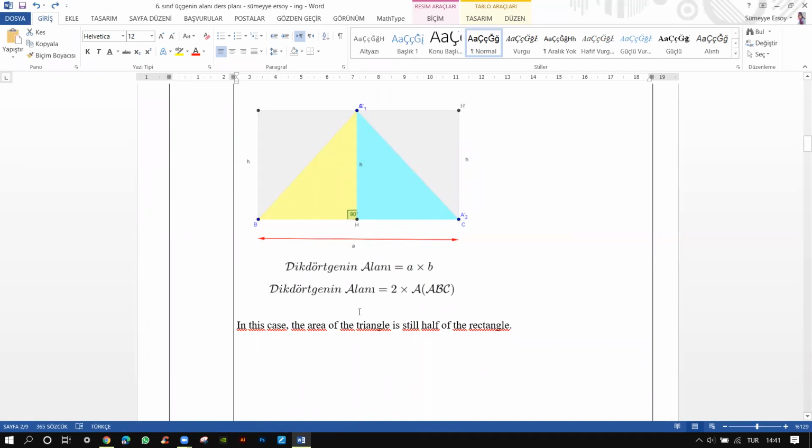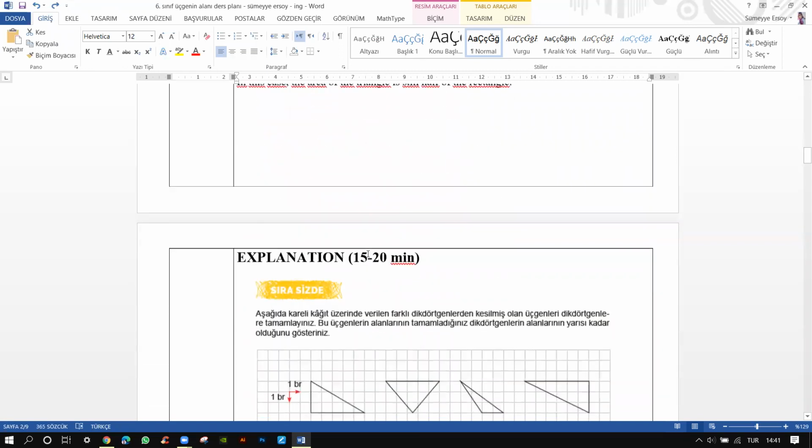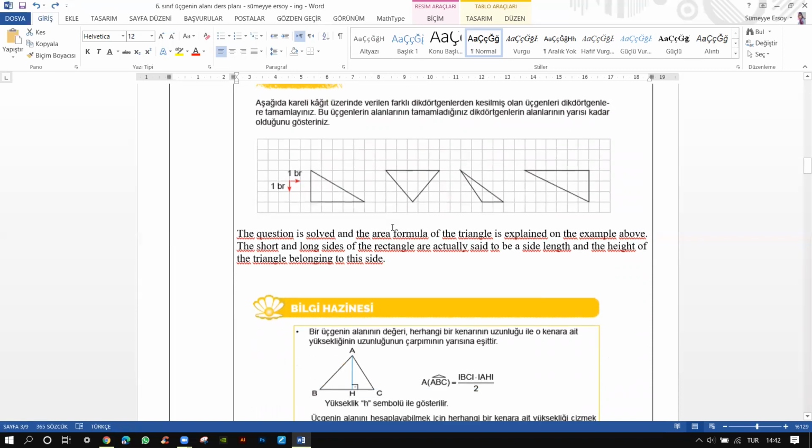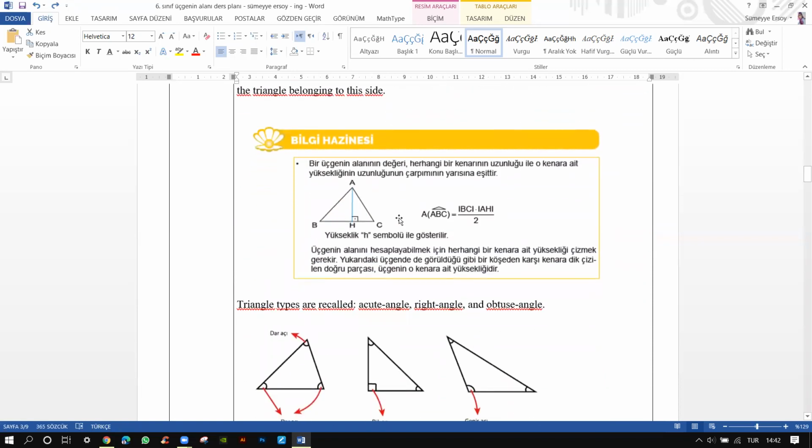Okay. And then I give some questions to students in order to comprehend this rule. And also mention what we are actually doing while finding the area. We multiply the side and its height, and then divide by 2. I give the formula of the area of a triangle, and we draw the height with h. I will say this.